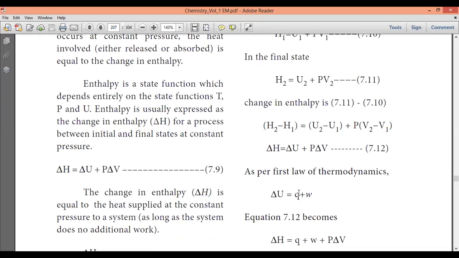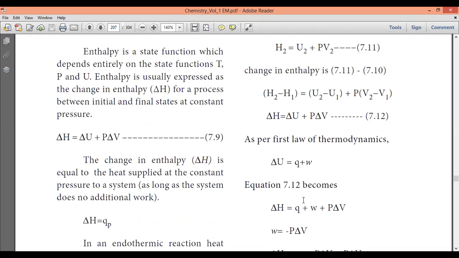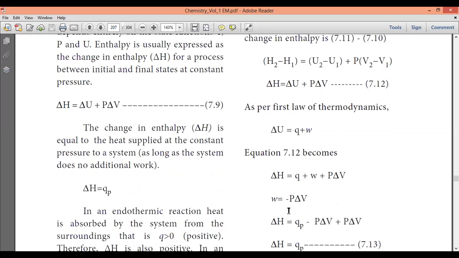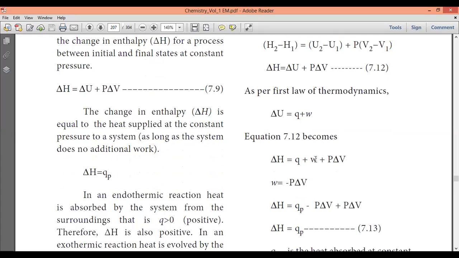Now delta U will be equal to Q plus W. So in place of delta U, we are going to substitute Q plus W. When we substitute, delta H equals Q plus W plus P delta V. So W will be equal to minus P delta V. We already know W is the work done, which is given by minus P delta V.